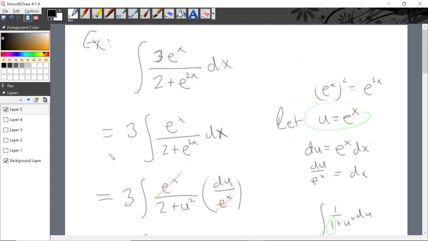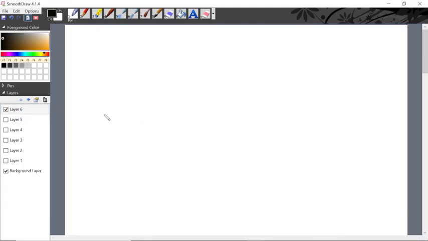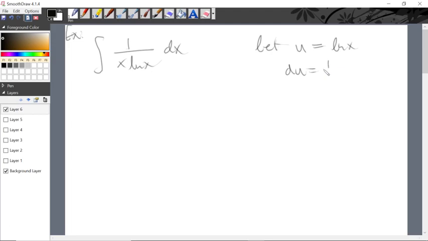Okay. What's something else? Natural logs show up an awful lot. Real quick example here. You have the integral of 1 over x ln x dx. Okay, let's let u equal the natural log of x. Then du is equal to 1 over x dx. And we do have a 1 over x times dx here. In other words, you might find it easier to solve for dx to get x du. So we can use those two.